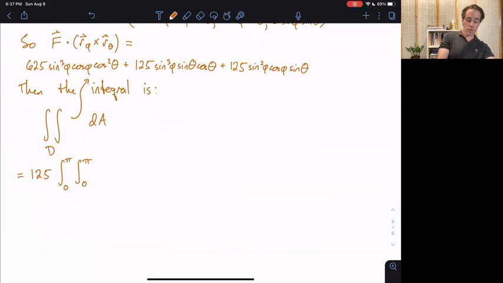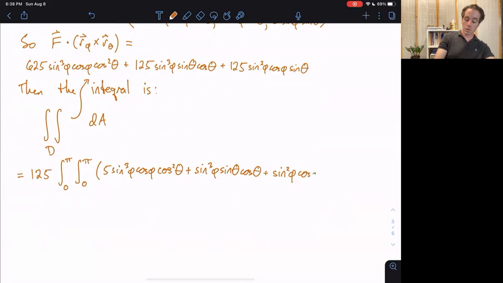And with that factored out, I now have 5 sine cubed phi cosine phi (I always make that mistake) times cosine squared theta, plus the whole 125 has been factored out, so this doesn't have a coefficient anymore. Sine cubed phi times sine theta cosine theta plus sine squared phi cosine phi times sine theta. And this is d phi and then d theta.